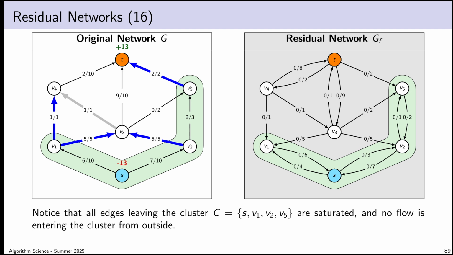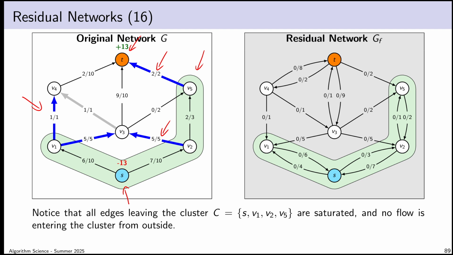But also notice that if I look at all of the edges leaving the cluster in the original network, they're all saturated. So I found a collection of vertices where, for this flow, S is inside the cluster and T is outside the cluster, which means that any path from S to T is going to have to leave the cluster at some point. But all of the edges leaving the cluster are saturated. All of the bridges between the cluster and the outside world are full.